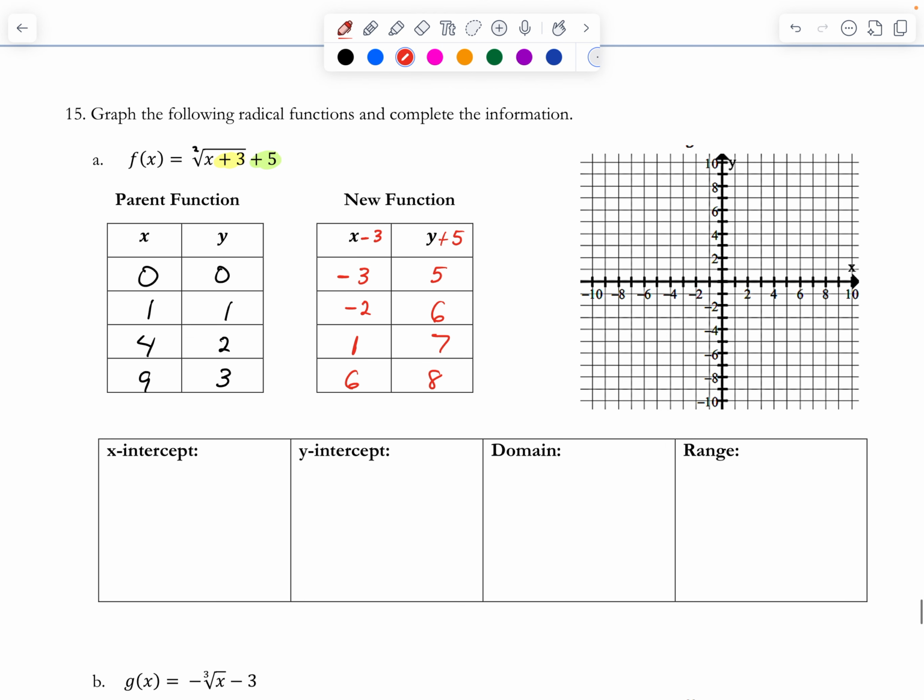And I'm going to put those points on my grid. Negative 3, 5, anchor point. Negative 2, 6, 1, 7, and then 6, 8.